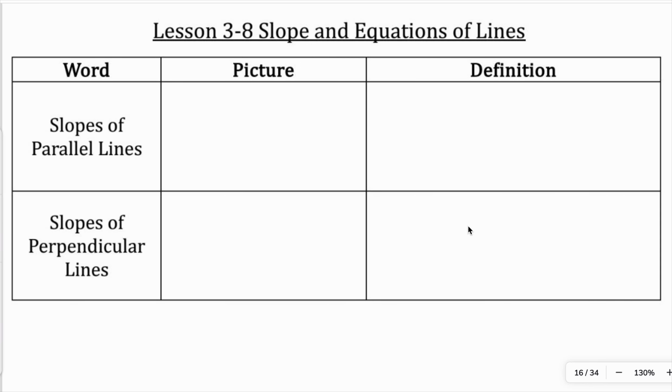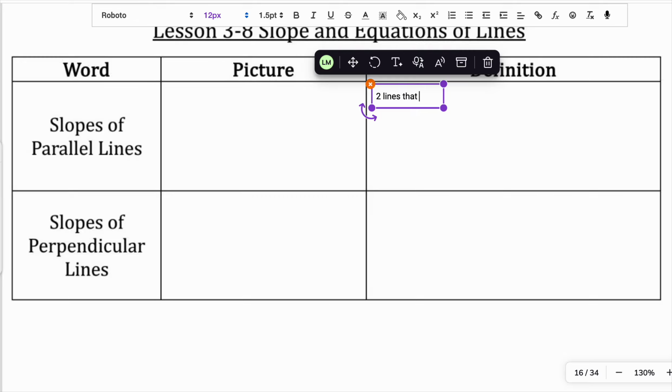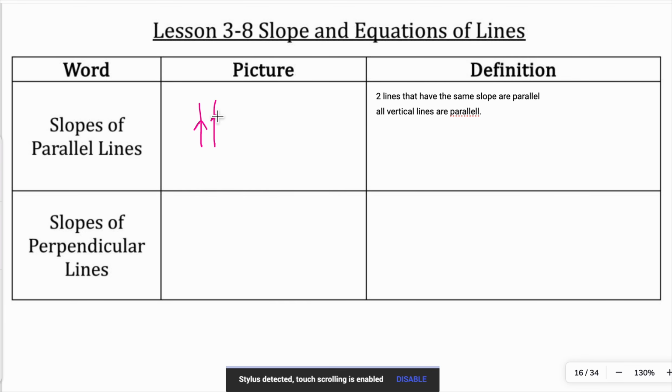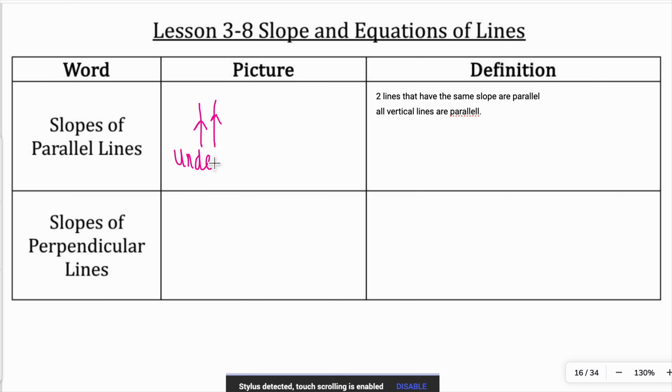We're going to get started with the first two things on your list, and those are slopes of parallel lines. So slopes of parallel lines are, I'm going to go ahead and just type this, it's a little bit easier, two lines that have the same slope are parallel. And then all vertical lines are parallel too. So some examples of what that would look like here. Vertical lines, these are both going to be parallel. These technically have an undefined slope, but they still have both the same undefined slope.